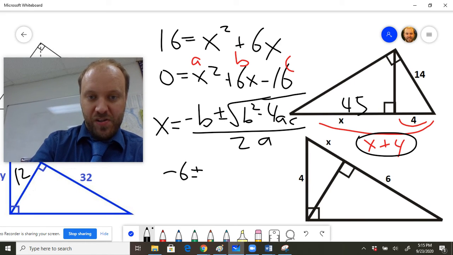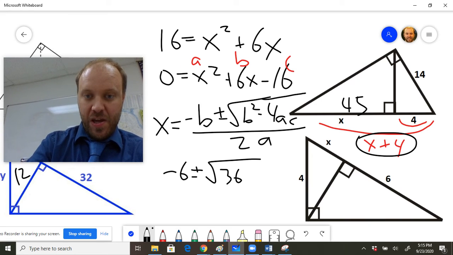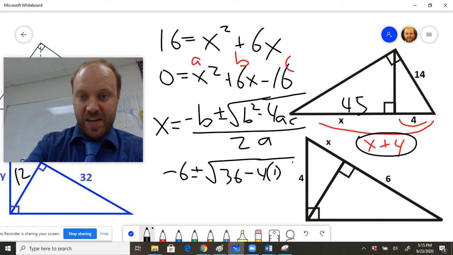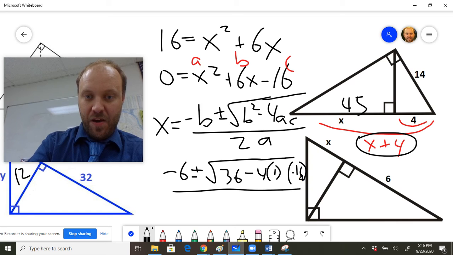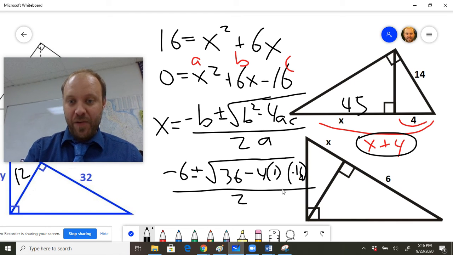Plus or minus the square root of b squared. 6 squared is going to be 36, minus 4 times a, which is 1, times c, which is negative 16, all over 2 times a, which is just going to be 2. Be careful here under the radical. You've got a negative being multiplied by another negative, so that's going to give you a positive 64.